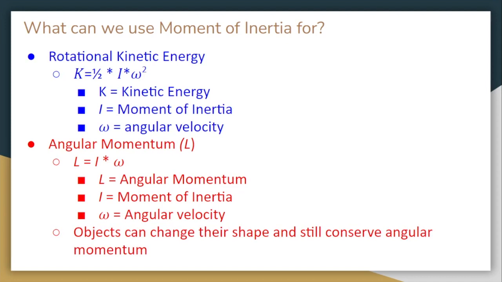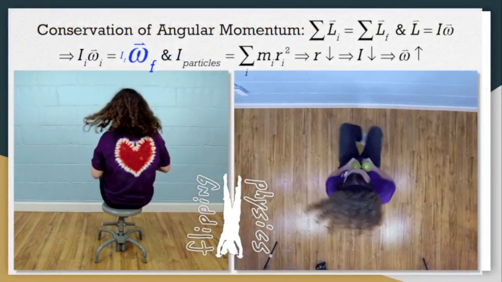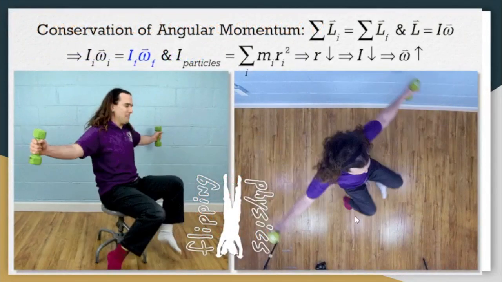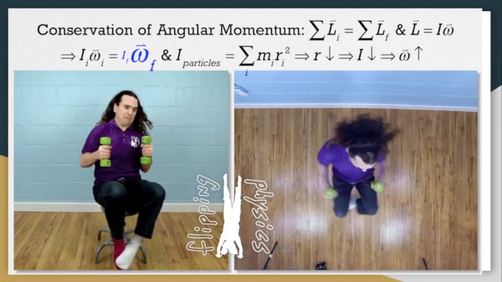Something that's super important is that objects can change their shape and still conserve their angular momentum. So when we say angular momentum is always conserved, that's what we're talking about, and I'm going to show you a GIF in just a second to explain that further. Over here, we see this physicist on a chair spinning around with weights in his hands. As he has the weights outstretched, he moves slowly, but as he brings them inward, he moves faster and faster.